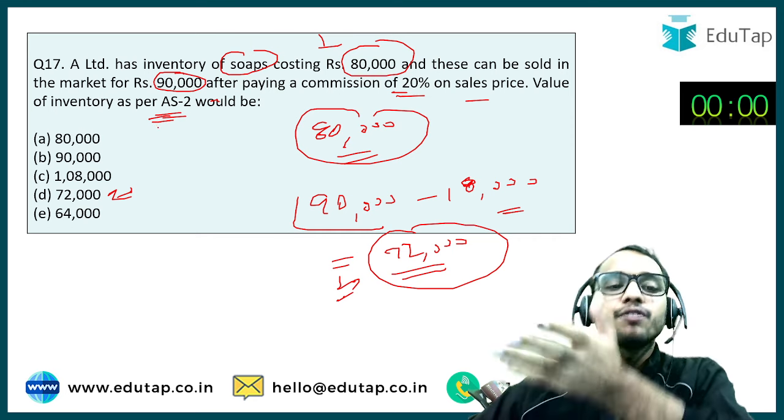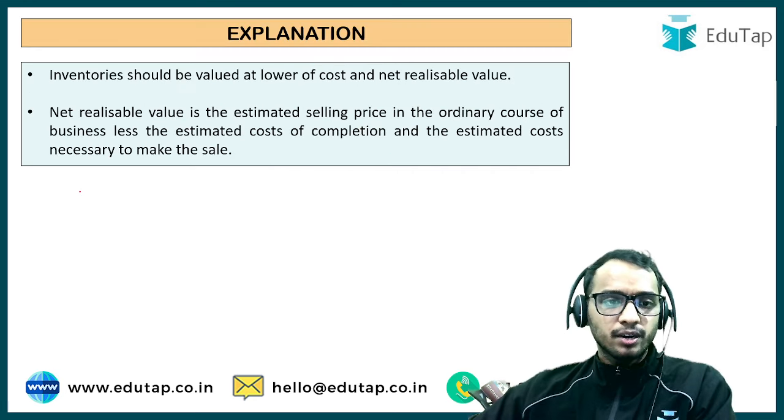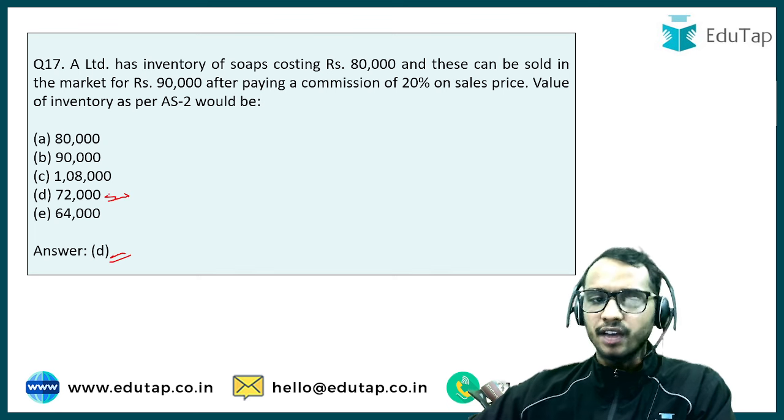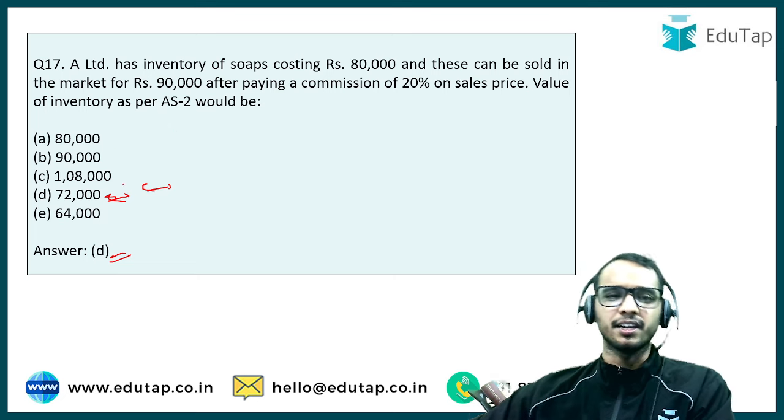That is the accounting standard for inventories. Very easy question. Lower of cost and net realizable value. So let's look at the options. Yes, option number D is the correct answer. Whatever we have calculated was the correct answer, 72,000. Got it? Very easy numerical, nothing very technical.